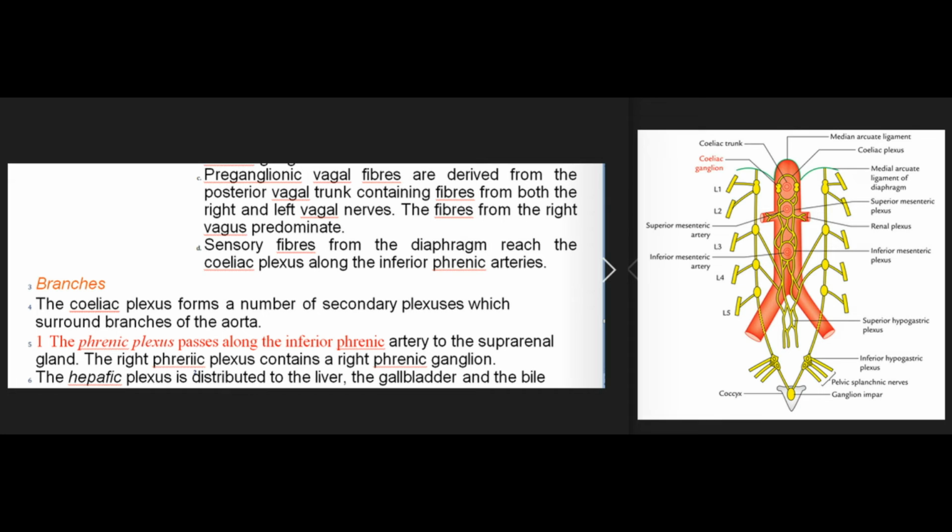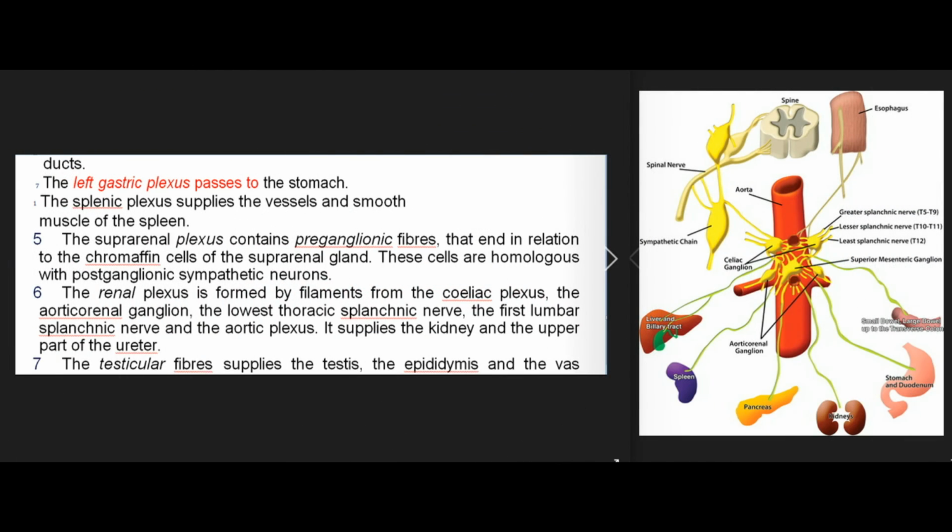Branches. The coeliac plexus forms a number of secondary plexuses which surround branches of the aorta. 1. The phrenic plexus passes along the inferior phrenic artery to the suprarenal gland. The right phrenic plexus contains a right phrenic ganglion. 2. The hepatic plexus is distributed to the liver, the gallbladder, and the bile ducts. 3. The left gastric plexus passes to the stomach. 4. The splenic plexus supplies the vessels and smooth muscle of the spleen.